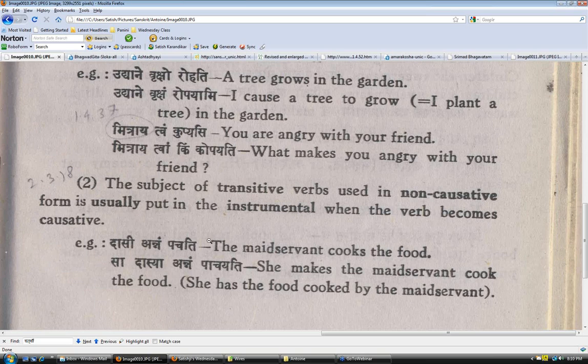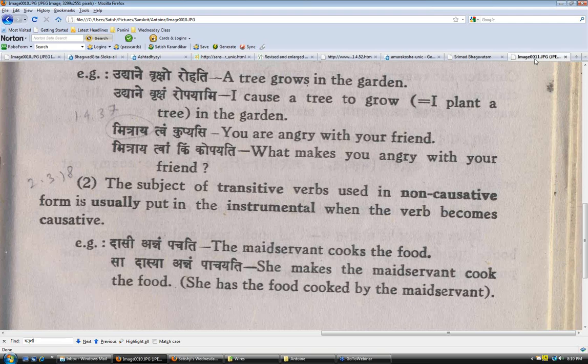Example is dasi annam pachati. The maid serves, cooks the food. And sa swamini dasya annam pachayati. She gets it cooked through her, by her. So she gets the food cooked. In English, you would say it like that. She gets the food cooked by her. Okay. Now, so that was for that page.